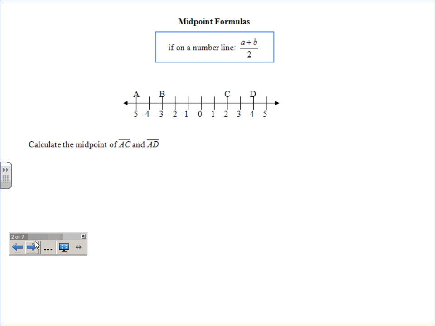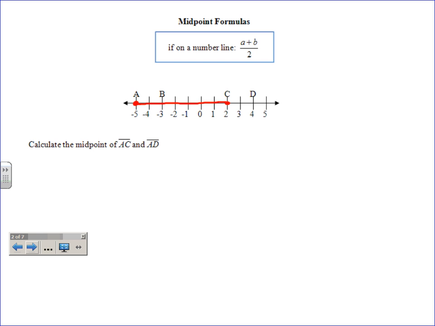So midpoint formula, you can use that one if you want. If you're on a number line, this is how it would work. For example, to calculate the midpoint of AC, so here's A right there, there's C right there, segment going right on through there. What you can simply do is add the 2 points together and divide by 2. Have you ever done that before, added 2 numbers together and divided by 2? Have you ever had to do that before? Yeah, what were you finding when you did that?